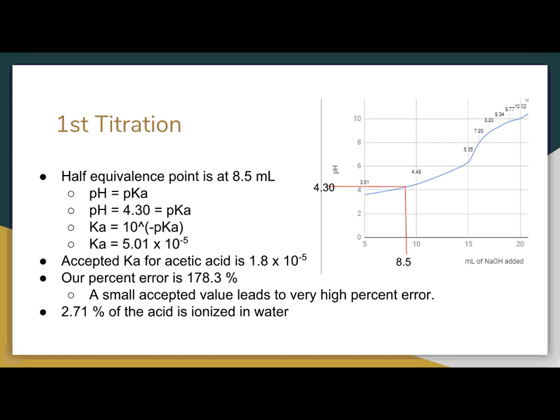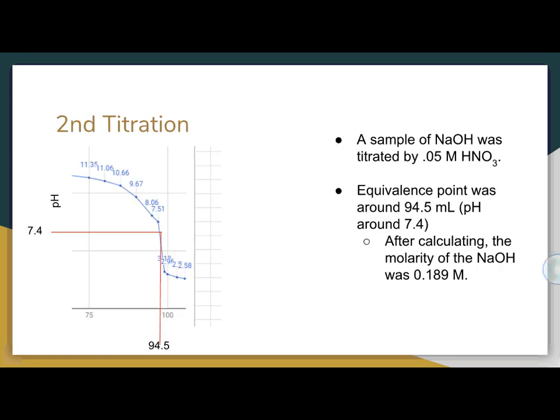So using our Ka and the accepted Ka, we found a percent error of 178.3%, and that's very big, but because we're using such small numbers. And then our percent ionization is 2.71. And then we use NaOH and nitric acid in our second titration.